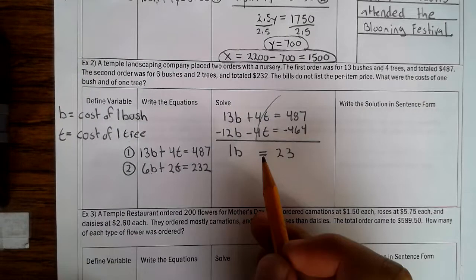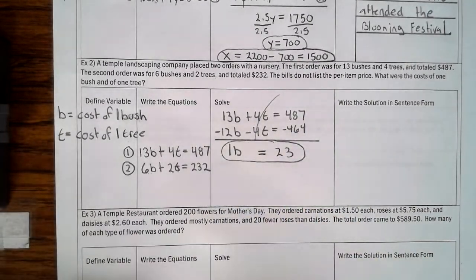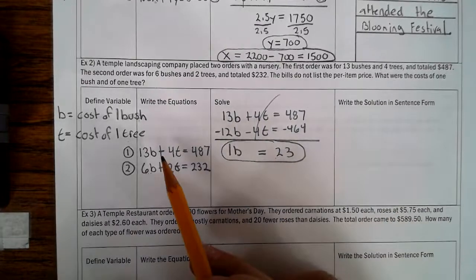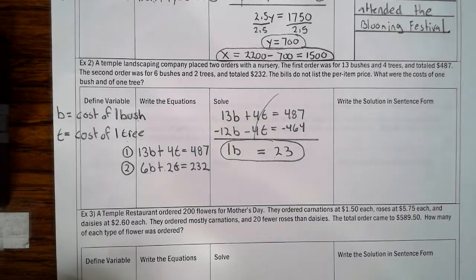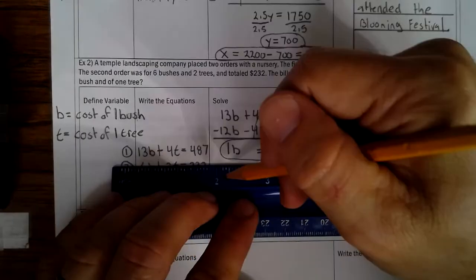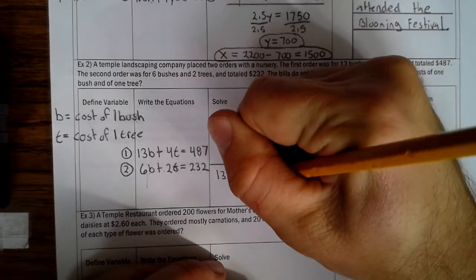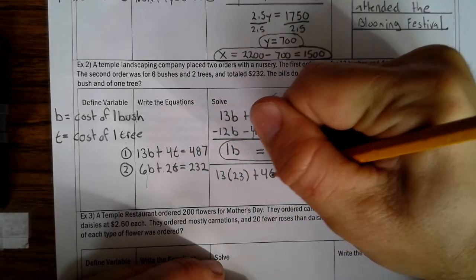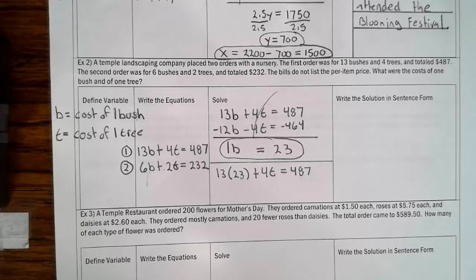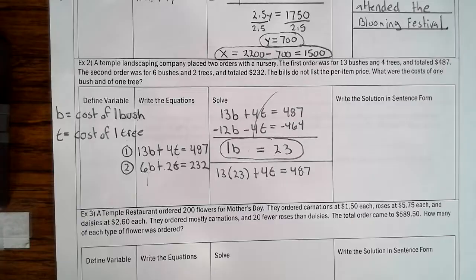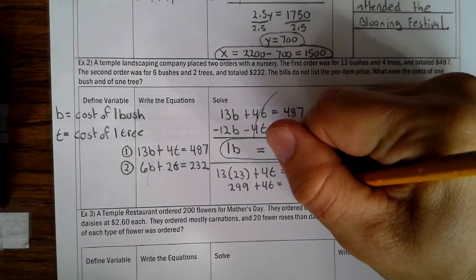Now to find out how much a tree costs, we need to substitute 23 into either equation and solve for t. In this case, I'm going to plug into the first equation. So 13 times 23 plus 4t equals 487. So 13 times 23 is 299, plus 4t equals 487. We're going to subtract 299 from both sides.